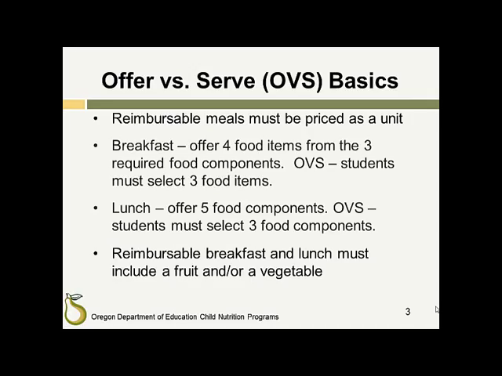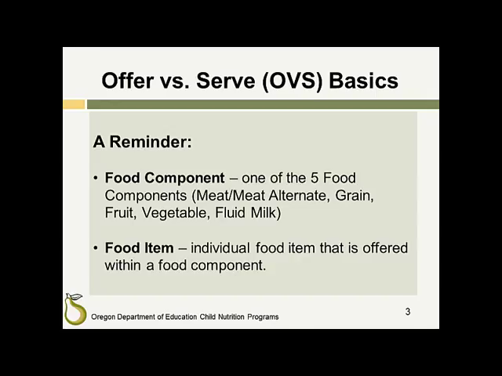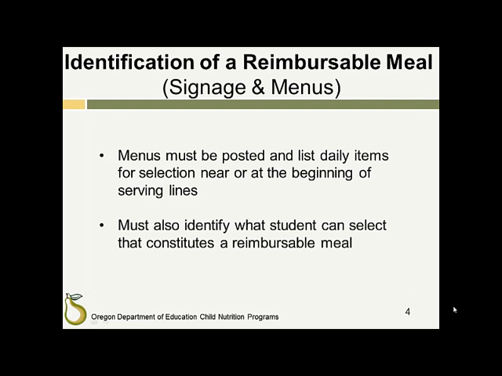As part of Offer versus Serve, students must select a fruit or vegetable as one of the 3 required food items or food components. Reminder: food component is defined as one of the 5 food components: meat alternate, grain, fruit, vegetable, fluid milk, and food item is an individual food item that is offered within a food component.